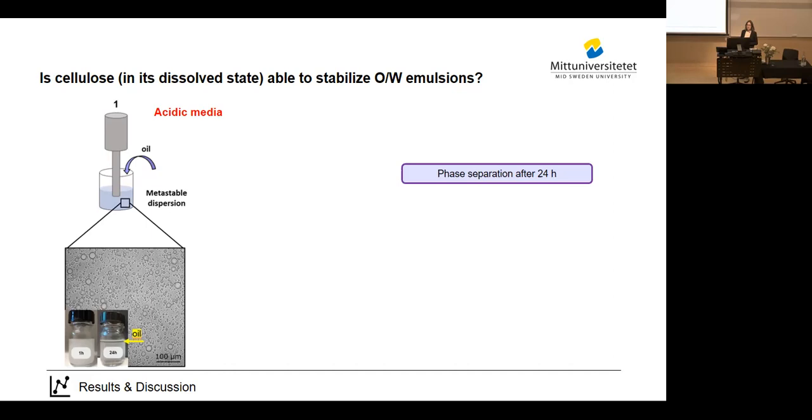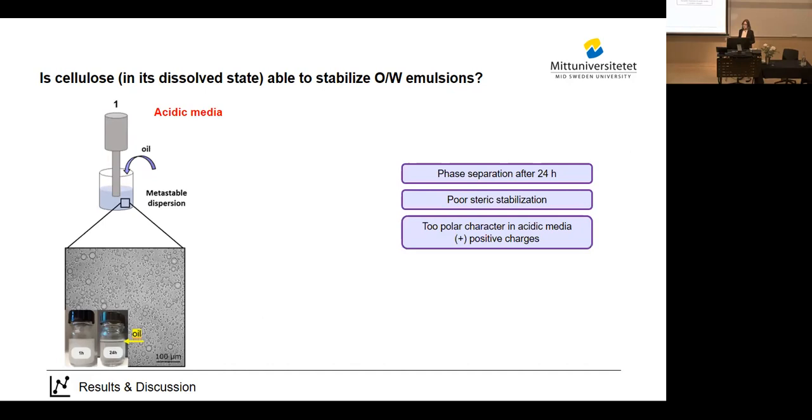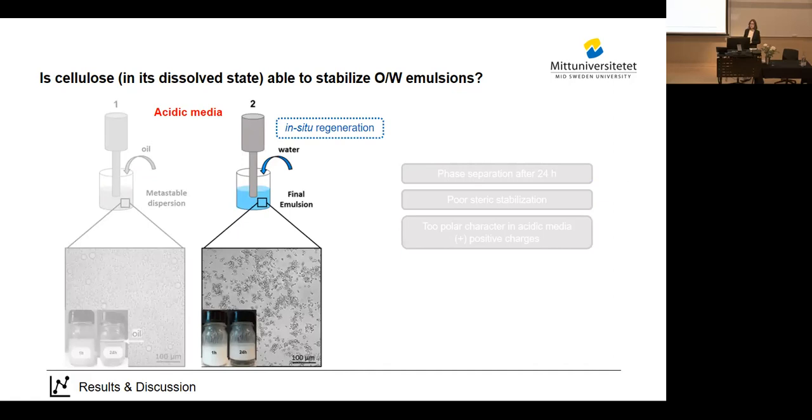And this could be a consequence of poor steric stabilization after hydrolysis of the cellulose chains, or it could also be coming from a polyelectrolyte character in acidic media, since cellulose is positively charged due to protonation of the hydroxyl groups. So in order to get a long-term stability, we had to further reduce cellulose solvency in the solvent, and that was done by adding an anti-solvent, in this case water, and we call this the in-situ regeneration, because while adding an anti-solvent, cellulose chains were regenerating on the surface of the droplets.